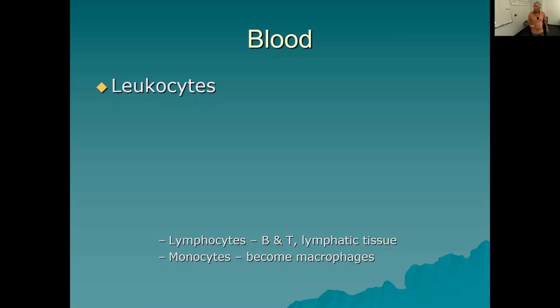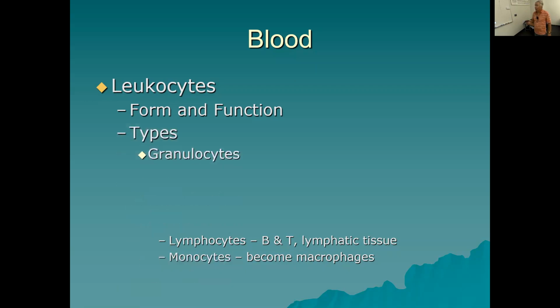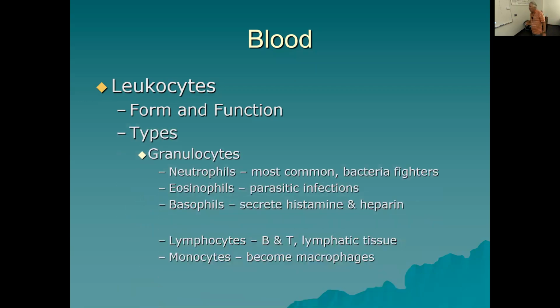Okay, so leukocytes, white blood cells, form and function. They have a bunch of different shapes. They fall into what's called granulocytes. And their function is to fight infection. And that's their role. So here are the types. Like I said, the granulocytes, and you can see that on the microscope they have granules in them.